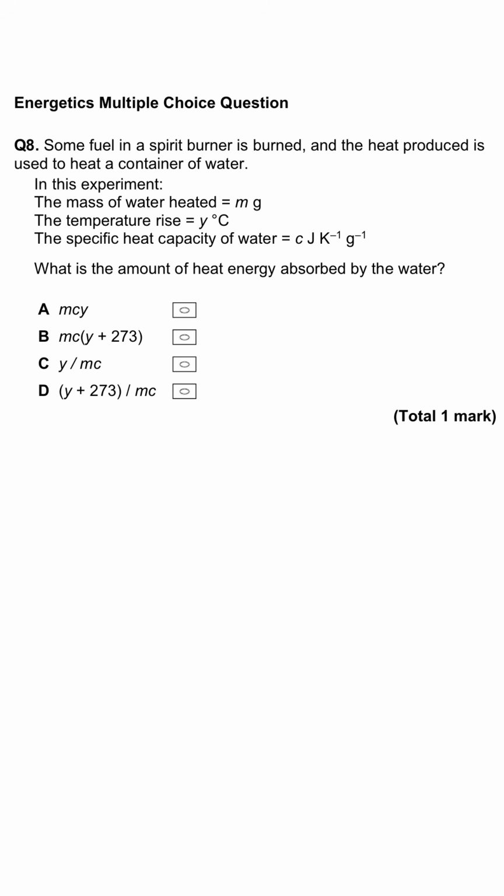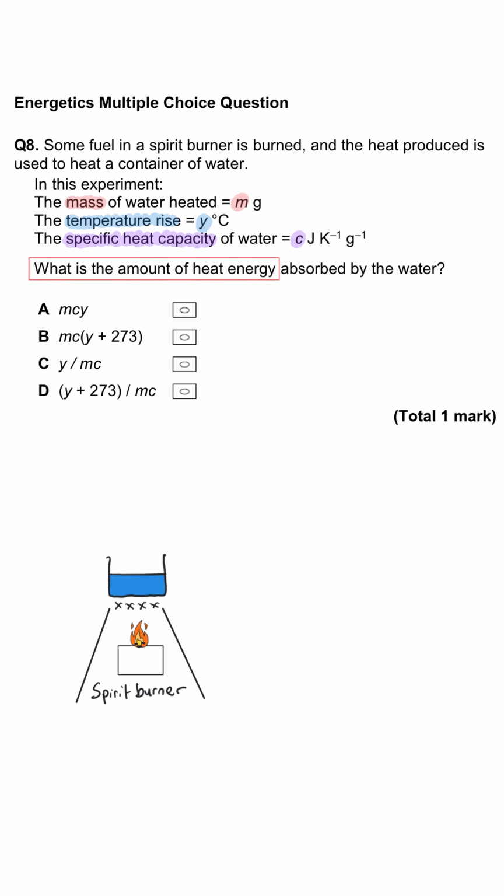Some fuel in a spirit burner is burned and the heat produced is used to heat a container of water. In this experiment, the mass of water heated is m grams, the temperature rise is y degrees C, and the specific heat capacity is C joules per Kelvin per gram. What is the amount of heat energy absorbed by the water? Well, we calculate the heat energy absorbed by the water using the equation Q equals mc delta T. They fiddled around with some of the symbology a tiny bit here, but not much.